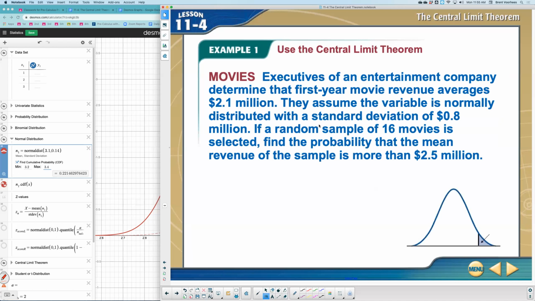Okay, so with that, we have a few formulas here. It says executives of an entertainment company determined that first-year movie revenues average $2.1 million. They assume the variable is normally distributed, with a standard deviation of 0.8 million. If a random sample of 16 movies is selected, find the probability that the mean revenue of the sample is more than 2.5 million. So kind of giving us a picture here, we're assuming that the mean is 2.1 million.